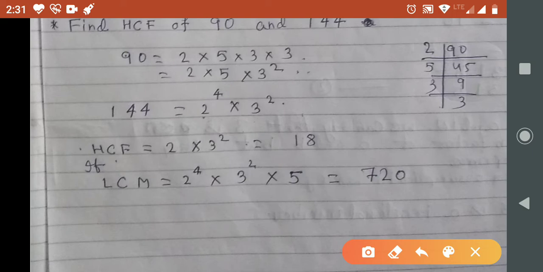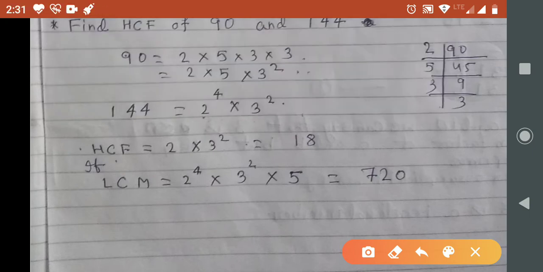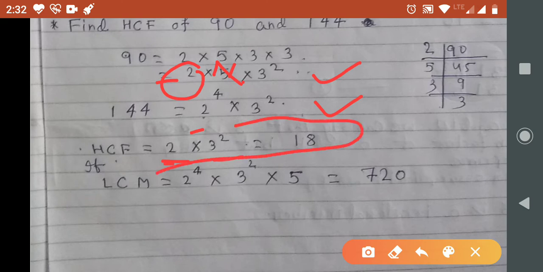While calculating HCF, we will check the minimum repetition, and the number should be common in both. So 2 is here, 2 is here. What is the minimum repetition of 2? 1. So 2 occurs one time in 90, so we write 2. 5 is in 90, but it is not in 144, so we will eliminate 5. 3 square is in 90 as well as in 144, so we will write 3 square. So our HCF will be 18.